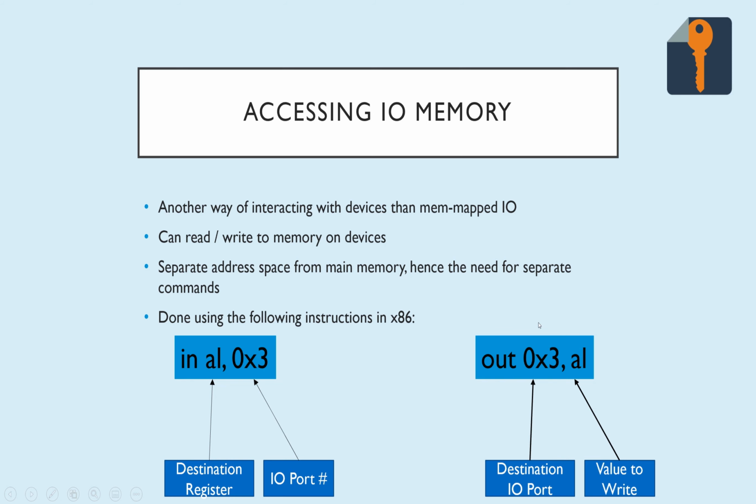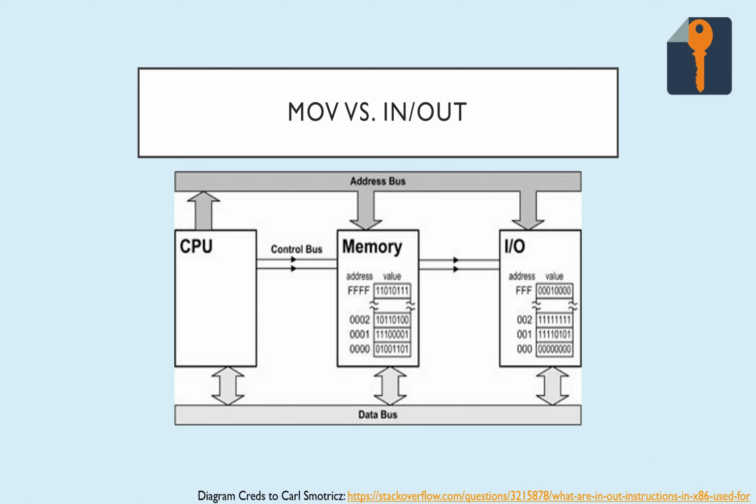Pretty straightforward. So I found this diagram on Stack Overflow, and this was what really helped this concept click for me. You'll see on the left we have the CPU, and it has a bus that goes to memory and to I/O.